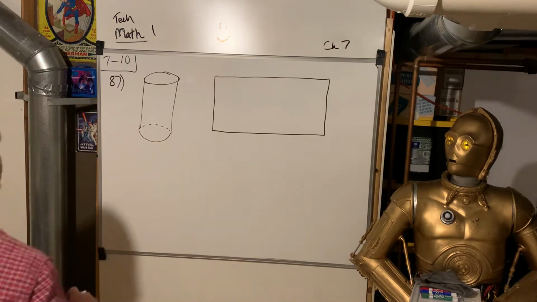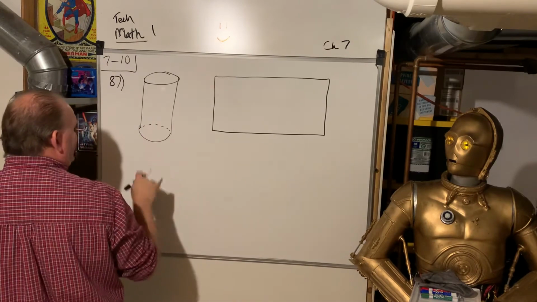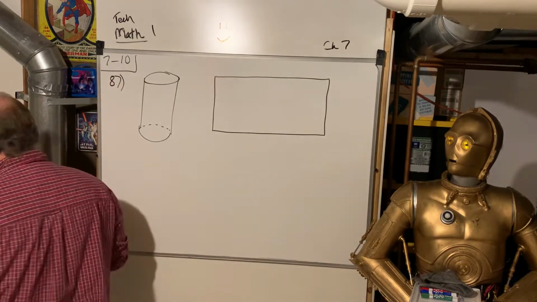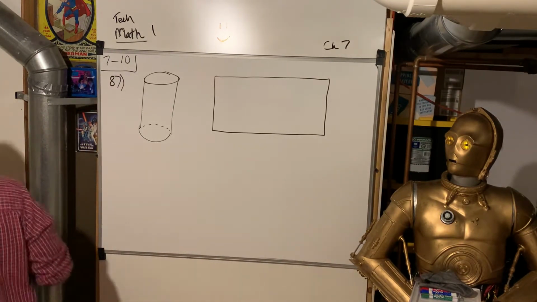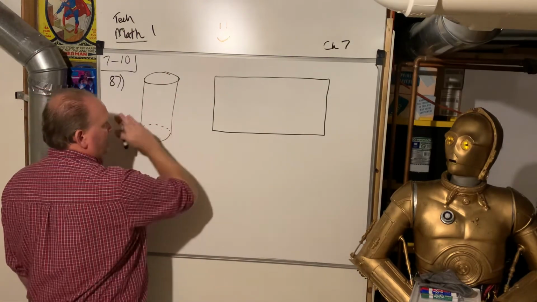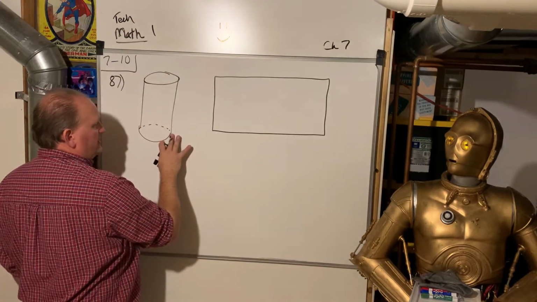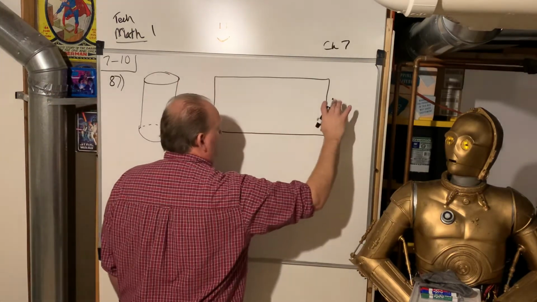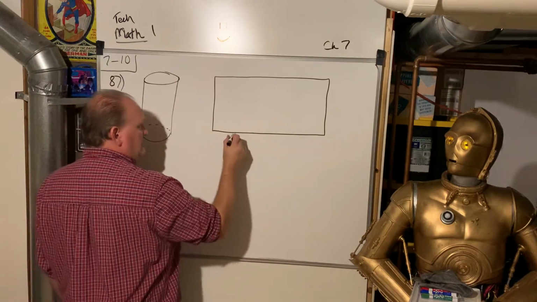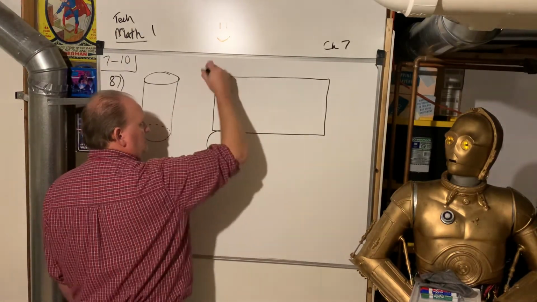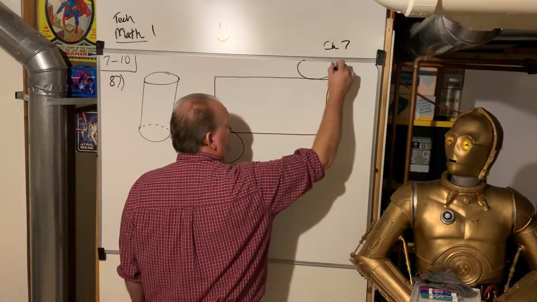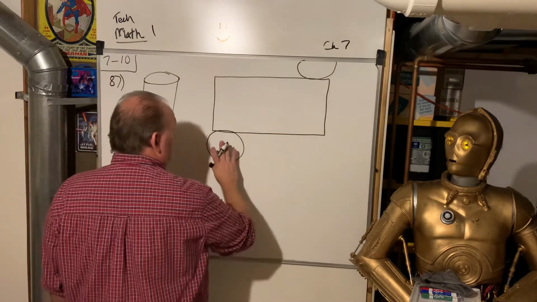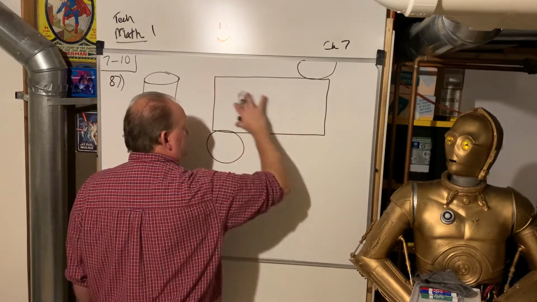We're looking at 7-10, number 87, and we're finding the surface areas. Surface area is like if you covered the outside entirely, the top, the bottom, and around. When you have a cylinder, think about a soup can. If you peel the label off a soup can, you get a rectangle. But we also want the circle on the top and the circle on the bottom, right? Here, we'll put the other one up there. Kind of ran out of room for the circle. So the surface area would be this area plus this area plus this area.